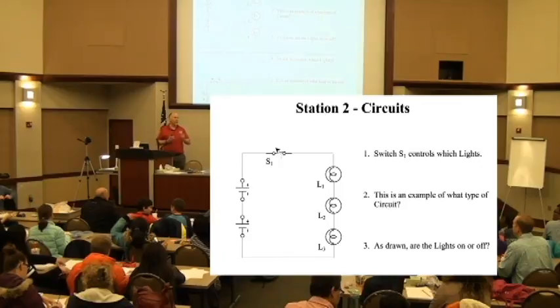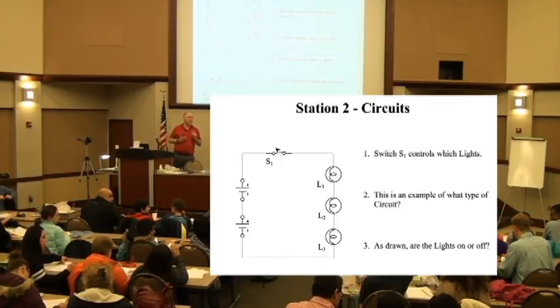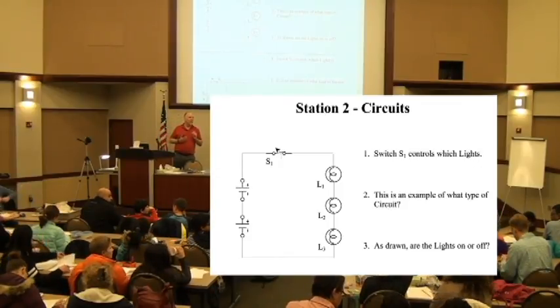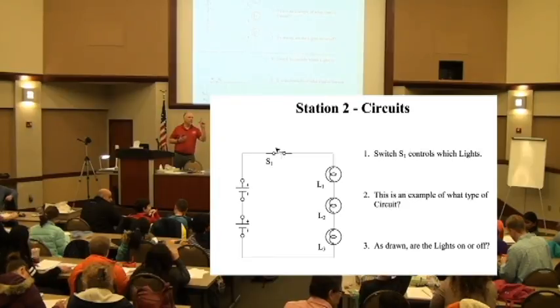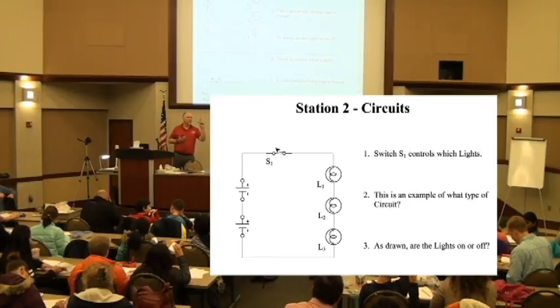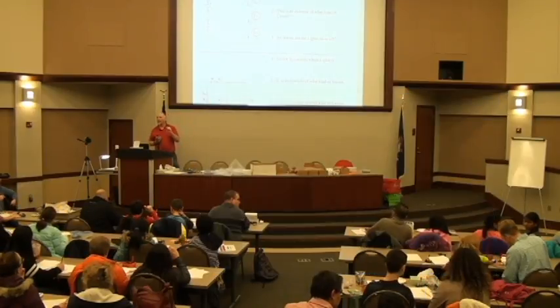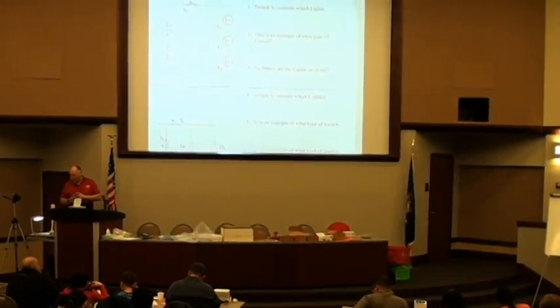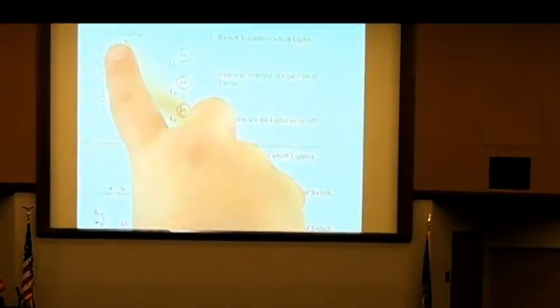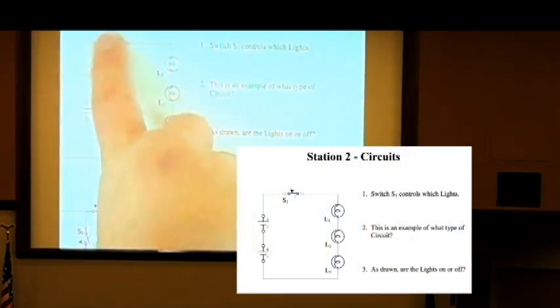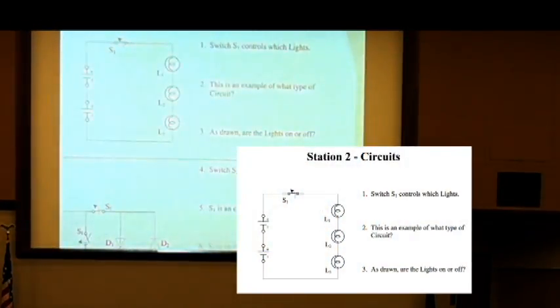L1, L2, and L3. Okay? That's the correct answer. In a typical series circuit where the switch is in series with the light bulbs, usually everything's on or everything's off. Okay? And that's the nice thing about a series circuit.